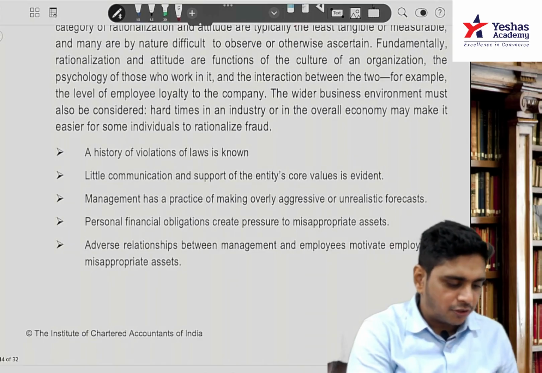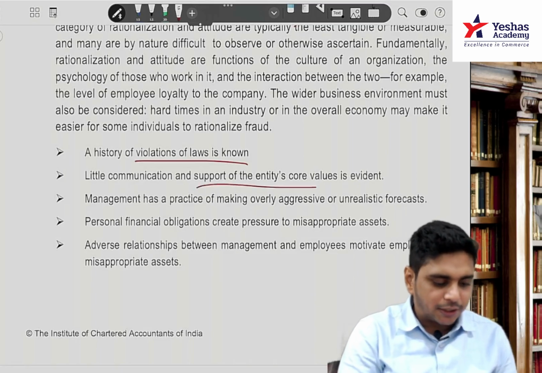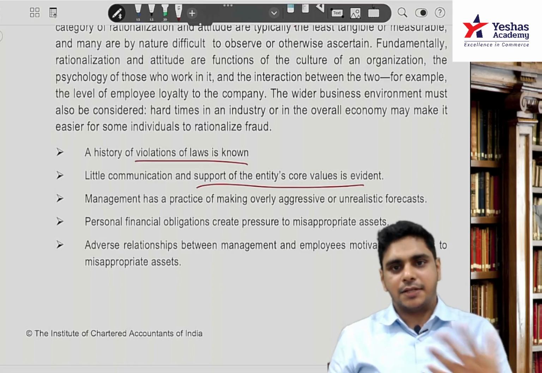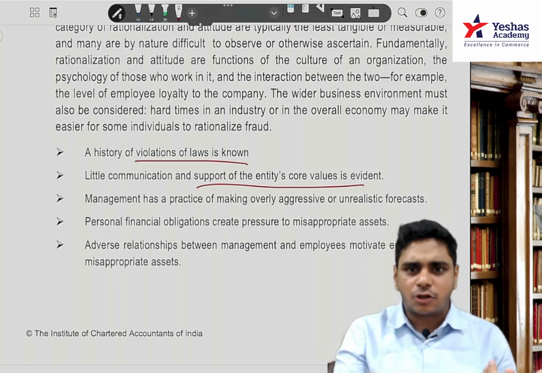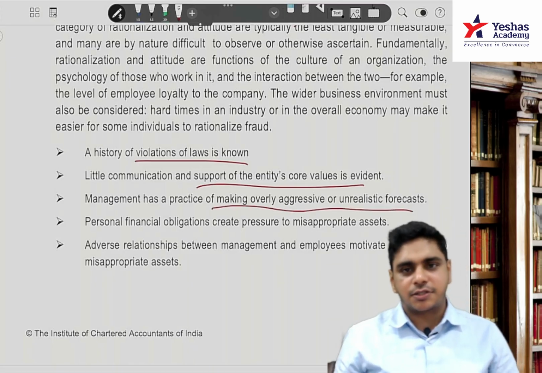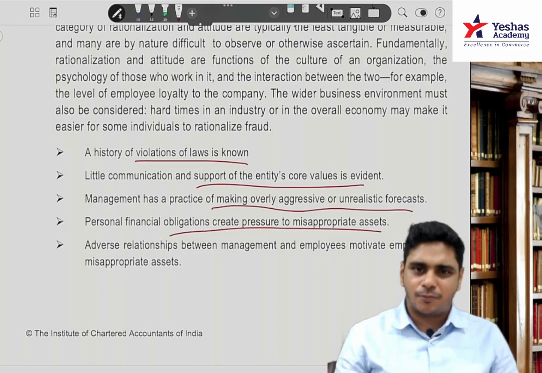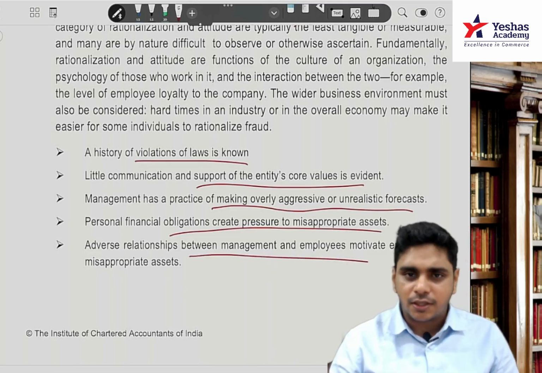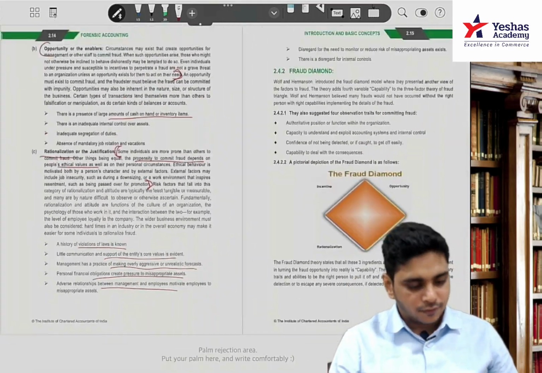So examples are history of violation of laws is known. They know it. There's a lot of violation of law. Like communication support on the entity ka core value is evident. Little communication. Like when I say Reliance, so people will say, okay, chore. Tata, oh sir, ethical, very ethical. But it could be vice versa also. Okay. Management has a practice of making overly aggressive or unrealistic forecast. Personal financial obligation creates management pressure to misappropriate the assets. That's opportunity. That's rationalization. Adverse relationship between the management and employees motivates employees to misappropriate the asset. If company is not treating the employees very well, they will have a chance to do fraud.